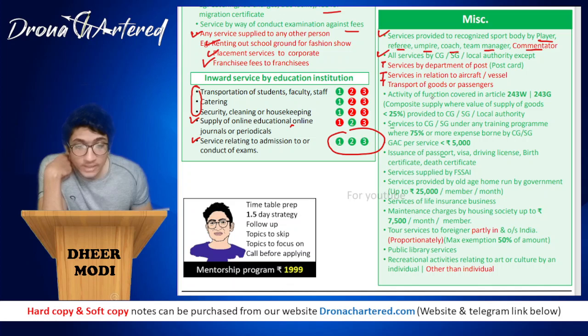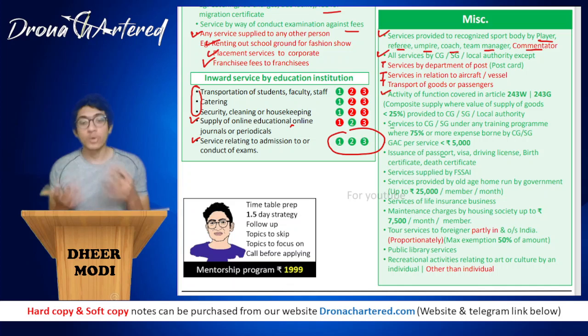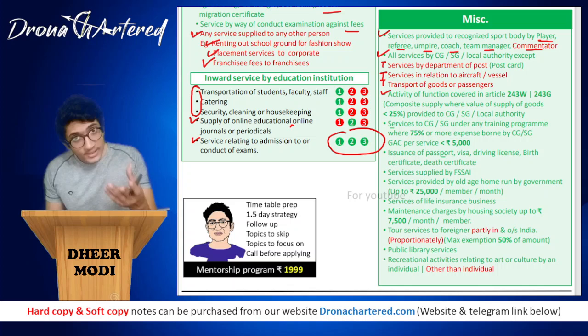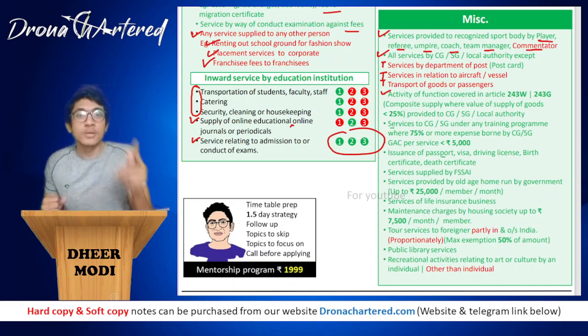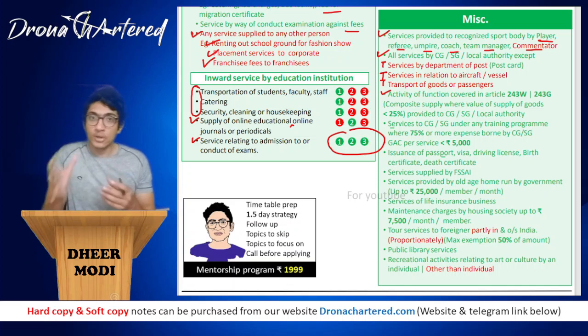Okay. Next is your activity or functions covered in Article 243W and 243G. These are your exempt services. That is, these are composite supply where value of supply of goods is up to 25% provided to CG, SG or local authority. So basically, what do you mean by 243W or 243G? These are services where you are providing a service as well as you are providing some goods. For example, you have to put light on the marine drive. Now, this is a service since you are putting the light, but it is also a supply of goods since you get your own lights and you are putting it on marine drive. Because marine drive color was changed from yellow, we made it to white.